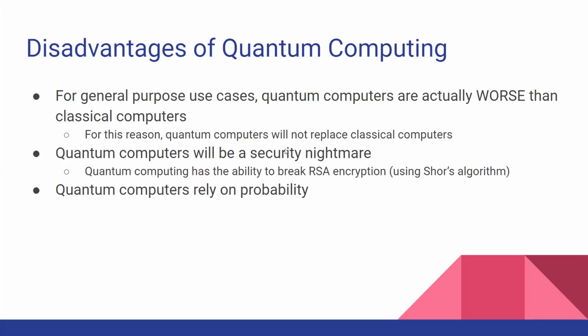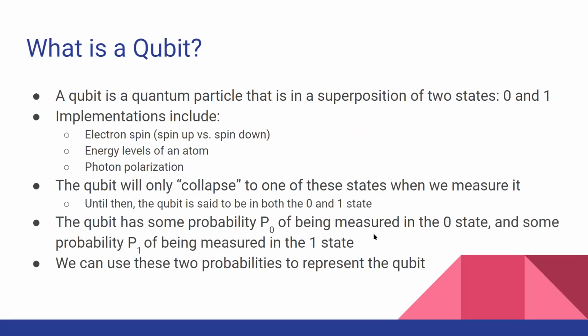As I already said, they may potentially be a security nightmare because they have the ability to break RSA encryption using Shor's algorithm. I know companies like IBM are currently trying to figure out a way to make a stronger encryption that even a quantum computer would have trouble solving. And once again, quantum computers rely on probabilities, which I'll go into in a second.